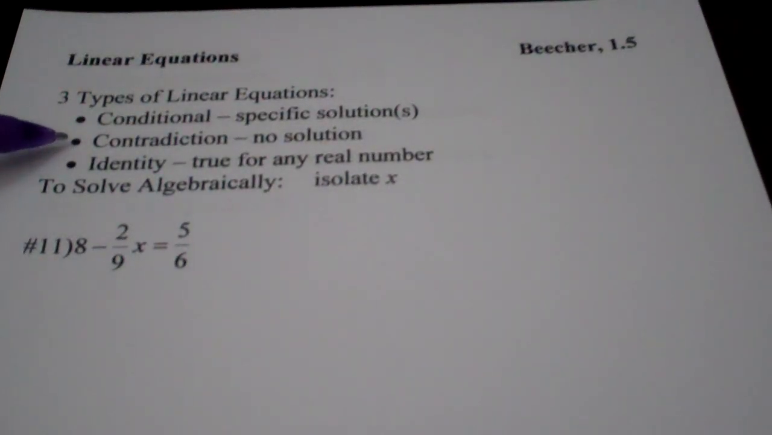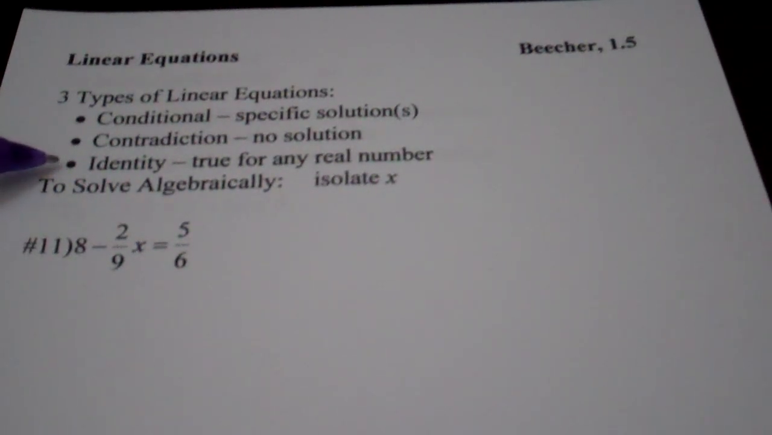The next possibility is we could be working with something that's a contradiction. A contradiction is an equation that actually does not have a solution. So it looks like an equation. We could use the normal sort of methods to solve, but what we'll find is the variables will disappear and we'll be left with a false statement. That's an indication that there's no solution.